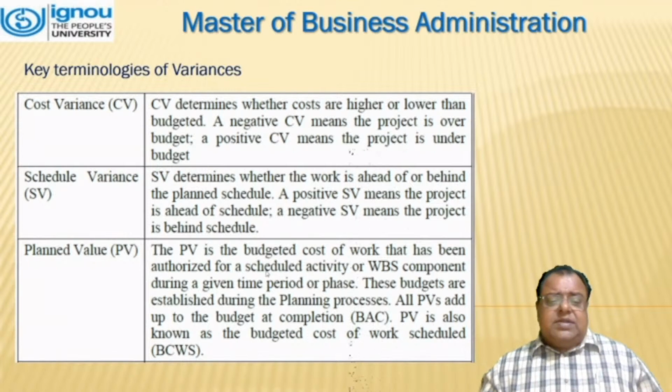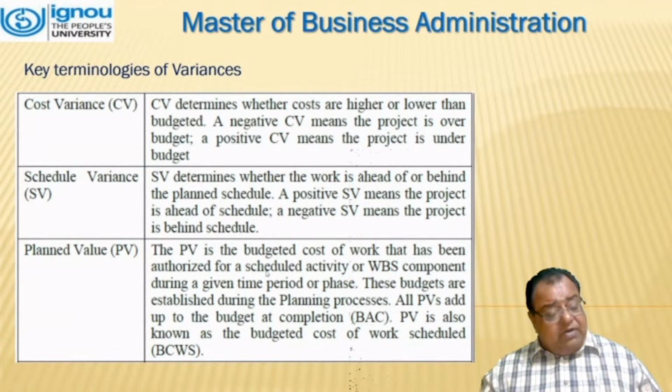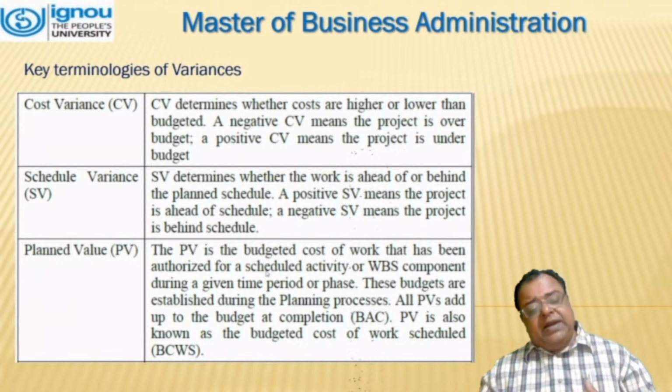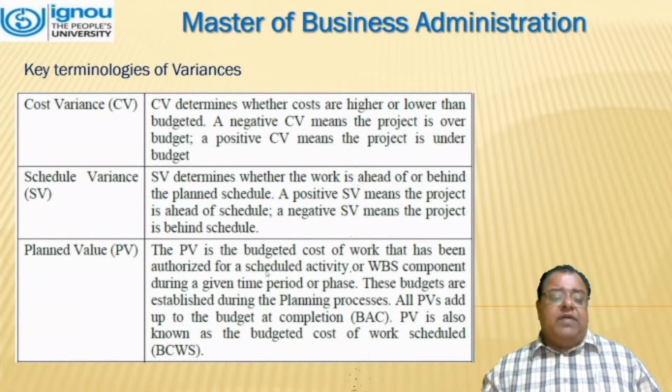Then comes your schedule variance, that is SV. SV determines whether the work is ahead or behind the planned schedule. A positive SV means the project is ahead of schedule, and a negative SV means the project is behind the schedule.